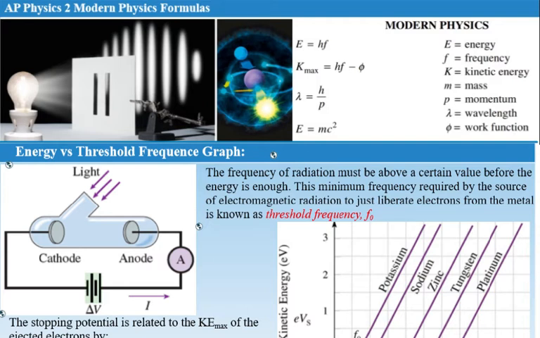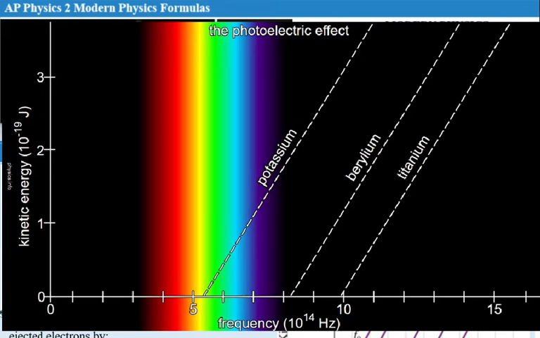I found this amazing picture from physics.info, and it shows the kinetic energy of electrons emitted from different metals, and you see different threshold frequencies, the frequencies at which the electrons would be emitted from the surface, like potassium, beryllium, or titanium. And then you see that every single one of them will have different kinetic energy and different threshold frequency.